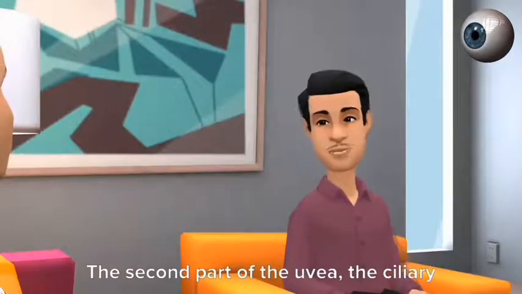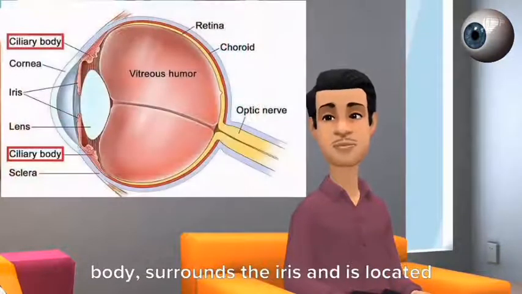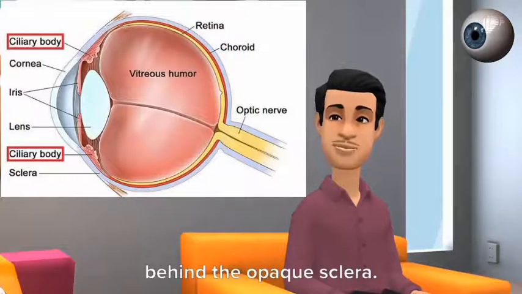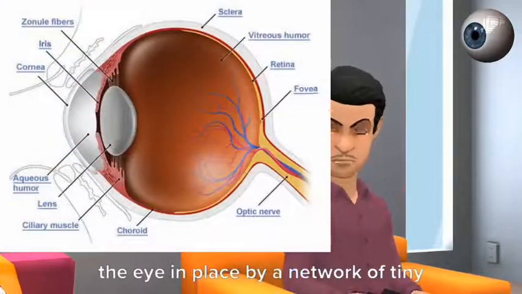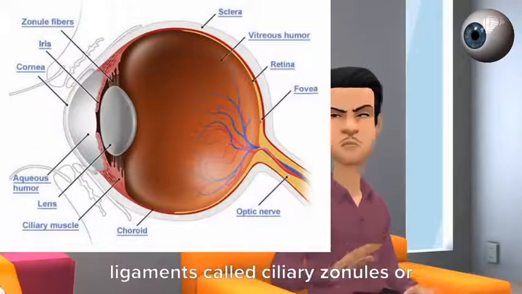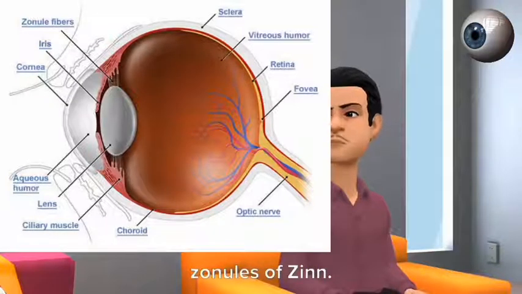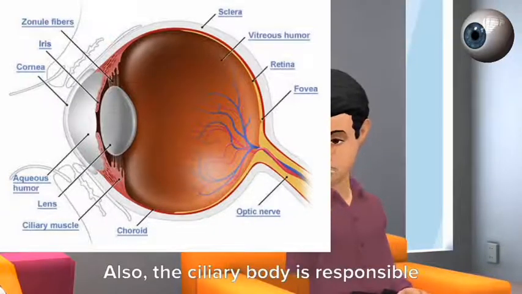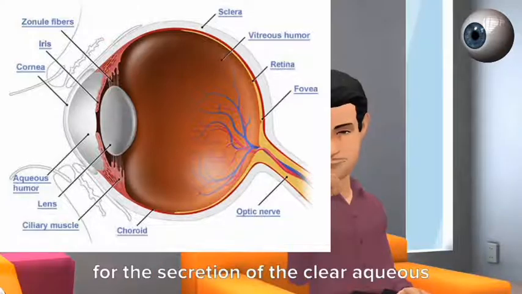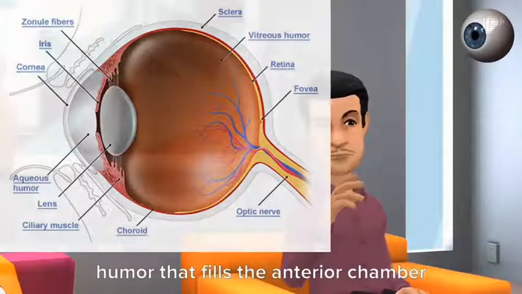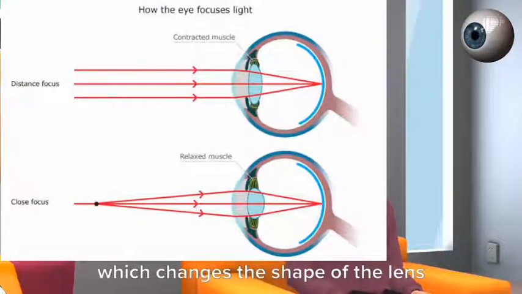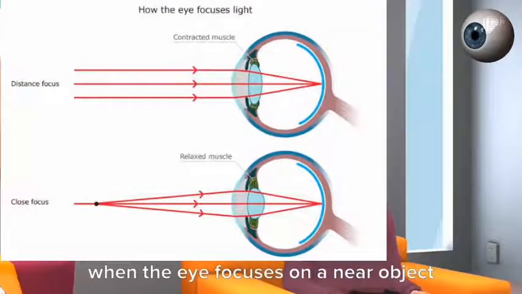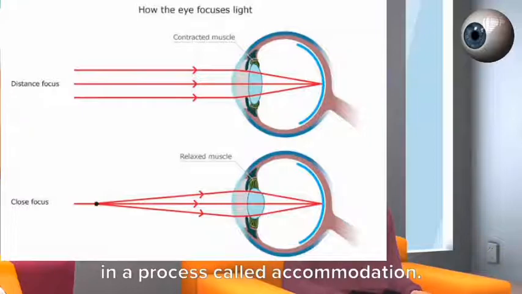The second part of the uvea, the ciliary body, surrounds the iris and is located behind the opaque sclera. Functionally, it holds the lens of the eye in place by a network of tiny ligaments called ciliary zonules or zonules of Zinn. Also, the ciliary body is responsible for the secretion of the clear aqueous humor that fills the anterior chamber of the eye. Lastly, it contains the ciliary muscle, which changes the shape of the lens when the eye focuses on a near object in a process called accommodation.